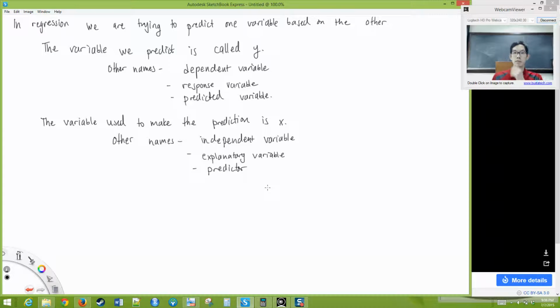Okay, and so you can take the same data set and you can choose to call this variable x and this variable y, and you can also switch them around and call this variable x and this variable y. Okay, so you can switch them around, but the one that you are predicting is y, the one you are using to predict is x. So let's try one out here.